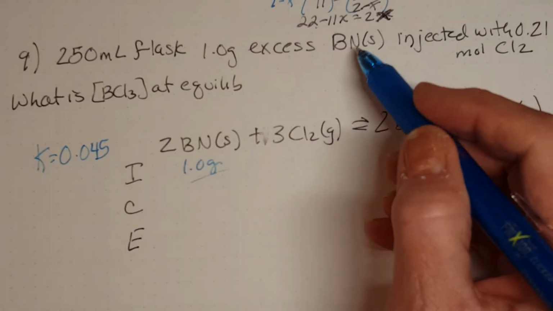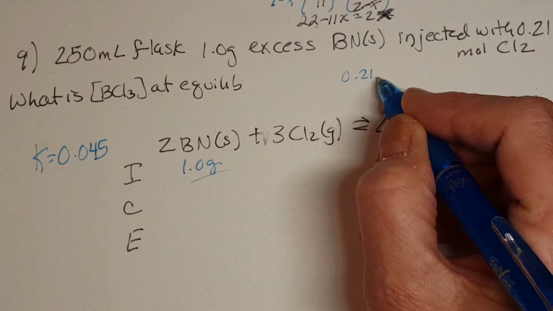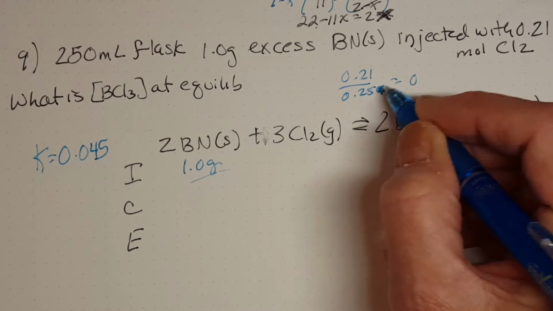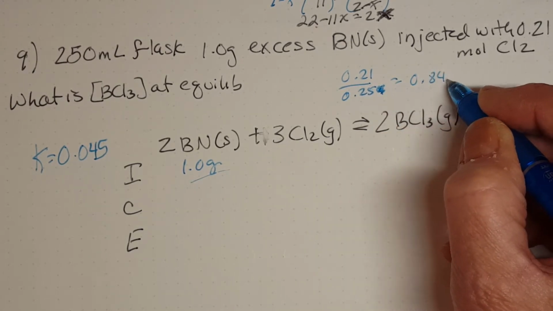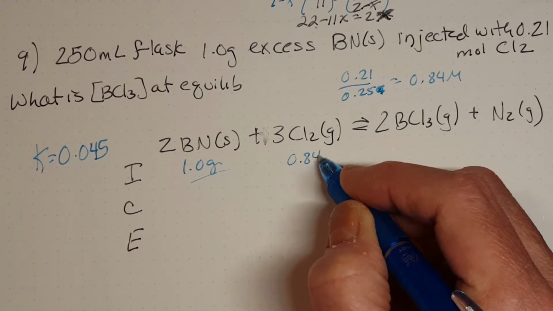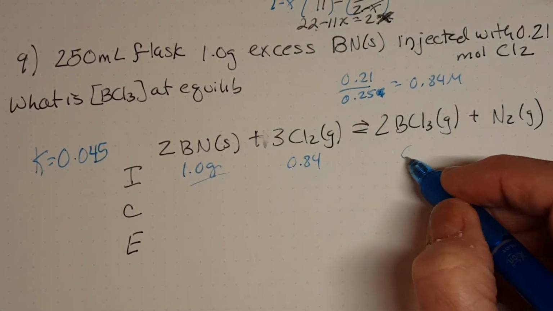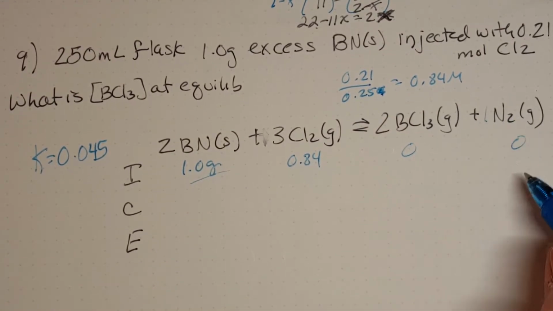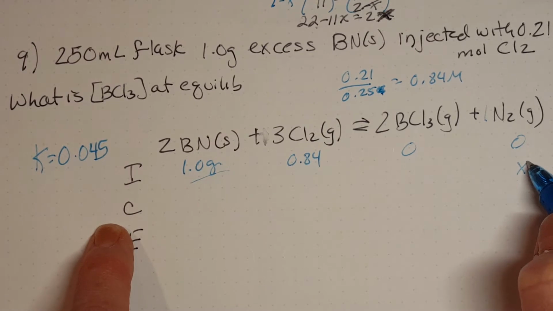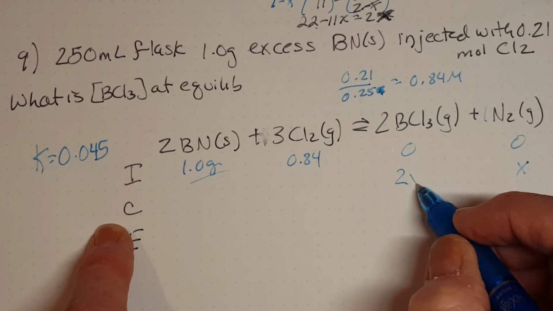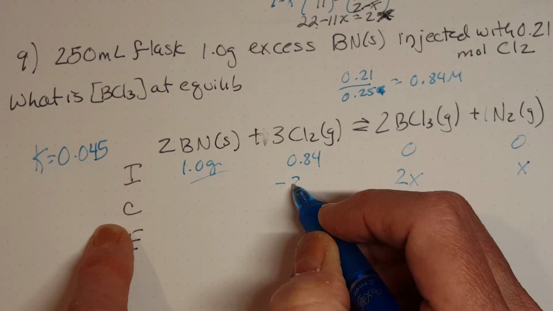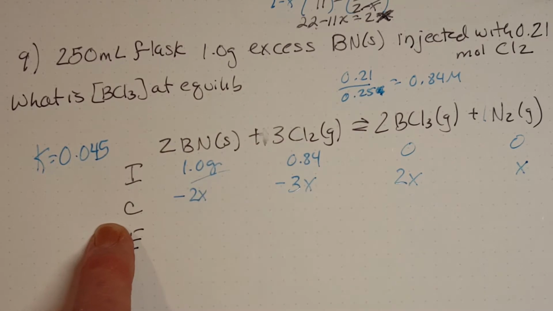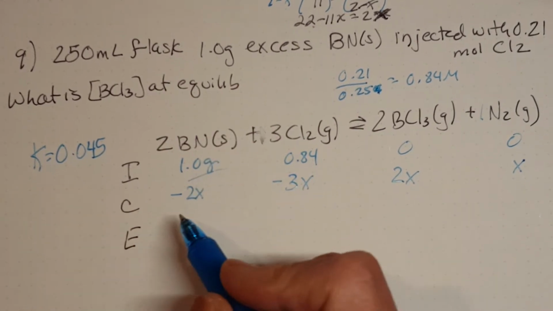So of the Cl2, we have 0.21 moles, and so to get molarity, we do 0.21 moles over 0.25 liters, and that gives us 0.84 molarity. So we're starting out with 0.84 molarity of the chlorine, and none of these two. So we're going to choose X to be something with a 1 coefficient, so we're going to add X for N2. We're going to add 2x for the BCl3, and we're going to subtract 3x for the Cl2. And we're going to subtract 2x of molarity, but because this is a solid, that's not really going to matter.